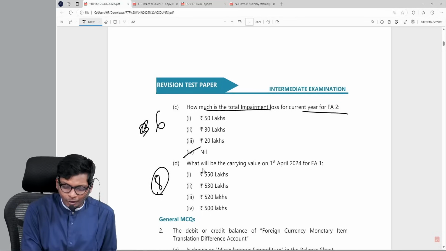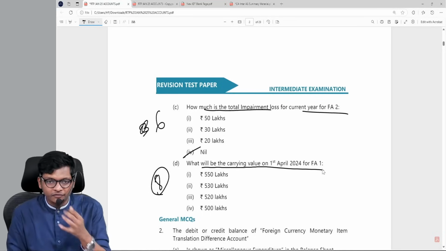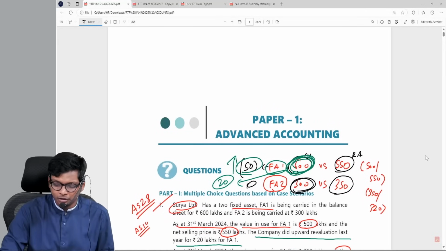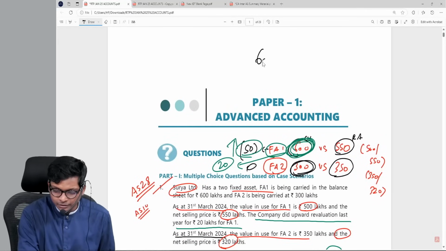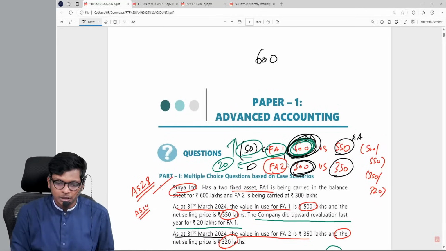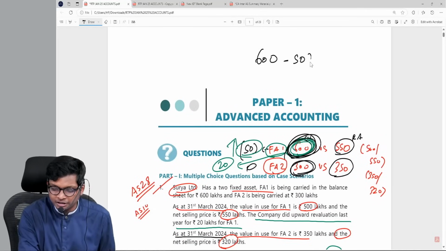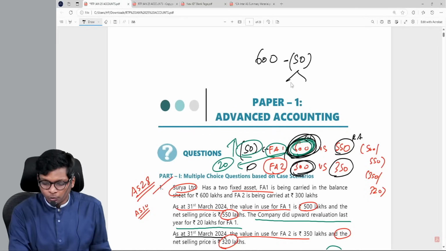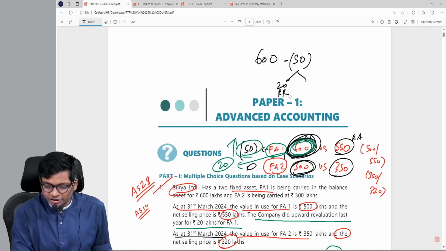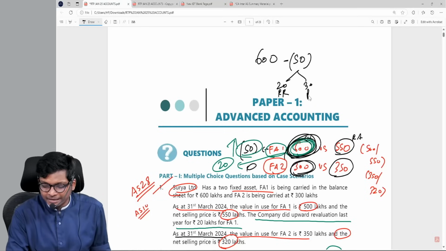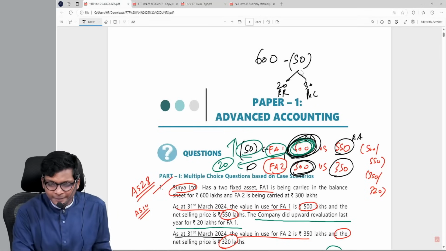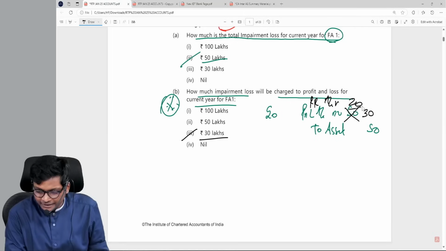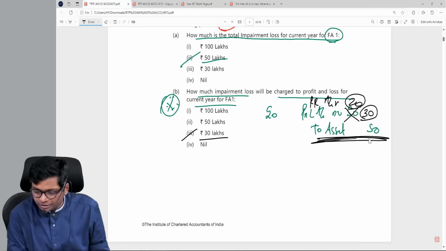Okay. What will be the carrying value of asset FA1 on 1st April? That means after providing for impairment loss. Look at this. The asset was 600. Now I am providing impairment loss of how much? 50. Where I debit only is varying. 20 you are debiting to revaluation reserve, other 30 you are debiting to P&L, but the credit will be to fixed asset only. Two debits, 20 and 30, but credit is to the asset.